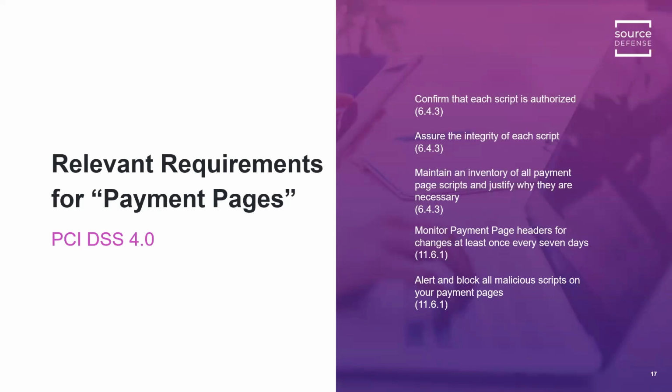You have to monitor payment pages for header changes at least once every 7 days, which is actually, I think, the most frequent requirement under PCI DSS 4.0 now. And you have to alert and block all malicious scripts on these payment pages. Okay, so those are like the 5, 6 action words that you need to do: confirm, assure, maintain, monitor, alert, and block. Right. That's all found underneath 6.4.3 and 11.6.1.